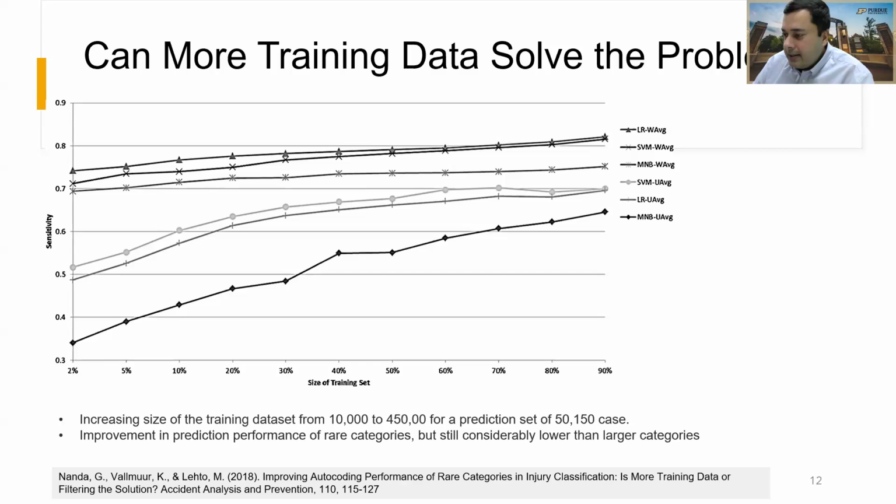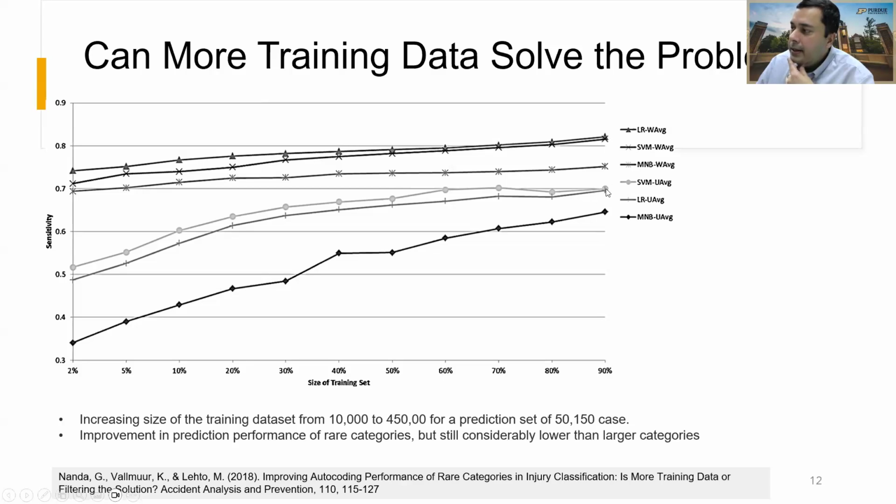So these are some of the results, and you can refer to this paper for more details. But what we found was that as the size of the training data set increased, the prediction performance of the less popular or less frequent categories also increased. This shows the weighted average, which is based on the overall accuracy. The unweighted average is independent of the size of the category. If there are 30 categories, we take the accuracy of each of the 30 and then take an unweighted average of that. We saw that there was an increase in the unweighted average accuracy of almost all the models: support vector, logistic regression, and multinomial naive Bayes.